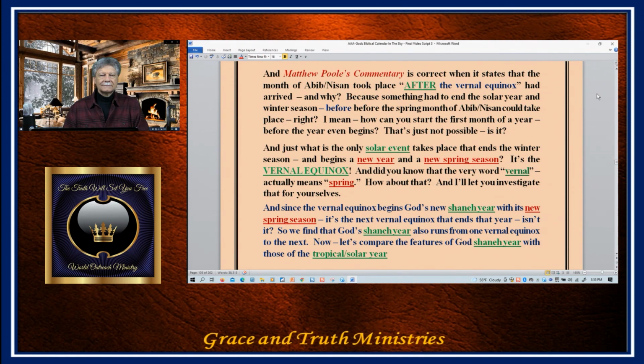And just what is the only solar event that takes place that ends the winter season and begins a new year and a new spring season? It's the vernal equinox. That's the only solar event that takes place between those two seasons, right? And it ends the winter season and begins the spring season, right? And did you know that the very word vernal actually means spring? Did you know that, friends? How about that? And I'll let you investigate that for yourselves.